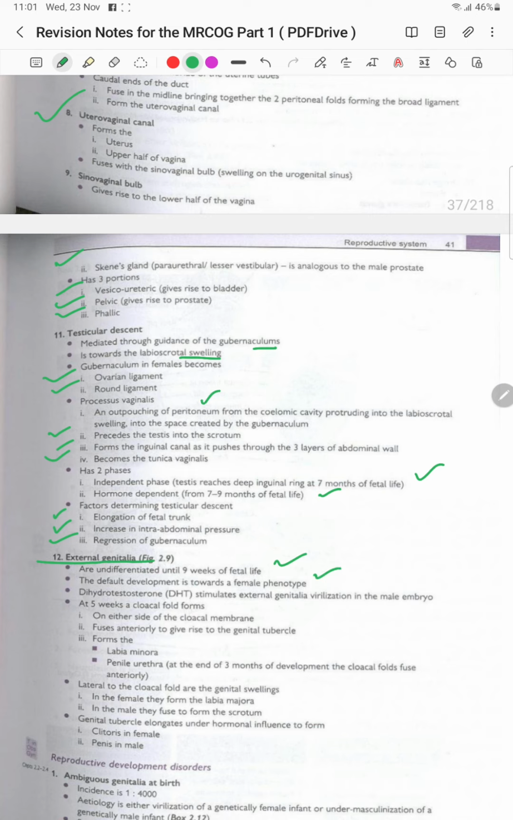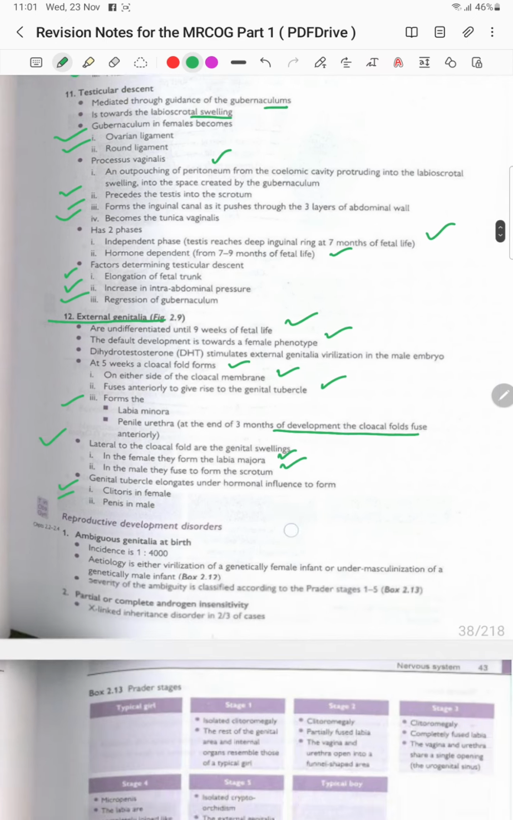and dihydrotestosterone stimulates the external genital virilization in the male embryo. At 5 weeks the cloacal folds form, and on either side of the cloacal membrane they fuse anteriorly to give rise to the genital tubercle, and they form the labia minora and the penile urethra. At the end of 3 months of development, the cloacal folds fuse anteriorly, and lateral to the cloacal folds are the genital swellings. In the female they form the labia majora. In the male they fuse to form the scrotum, and the genital tubercle elongates under hormonal influence to form the clitoris in females and the penis in males.